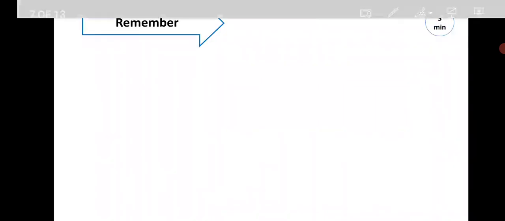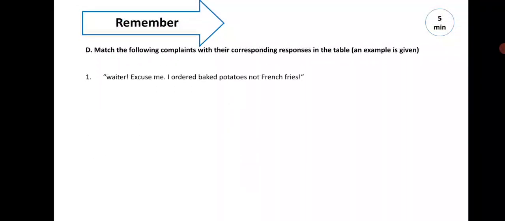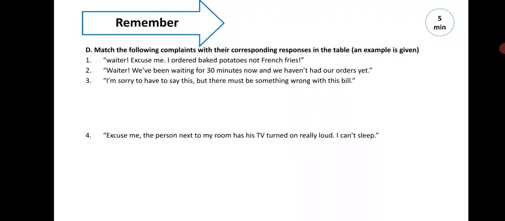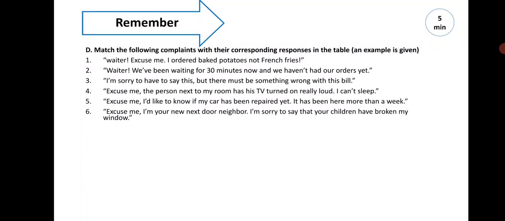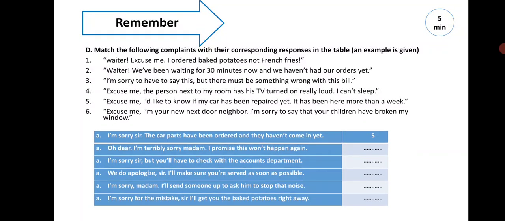In the remembering stage, I gave my students some situations and some complaints actually, and they were required to match them with their appropriate responses. I provided them with an example, and they got 2 minutes to work out the activity, and the 3 other minutes were given to correcting the activity.